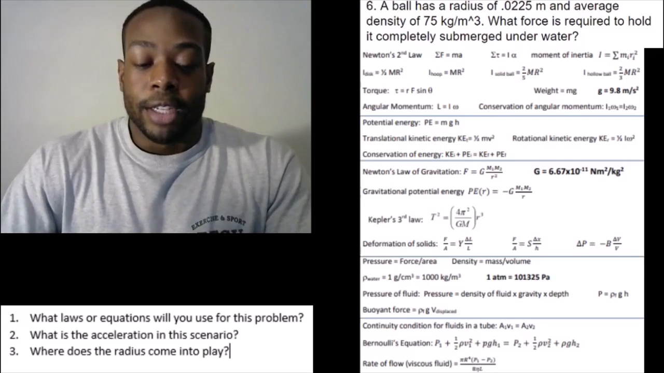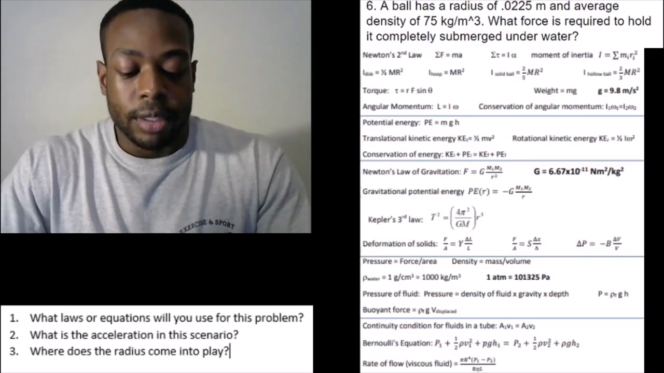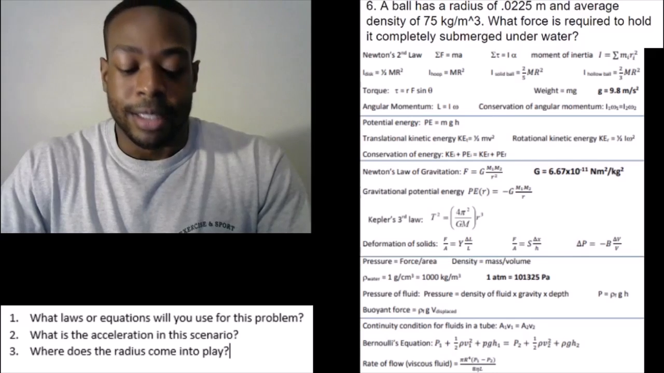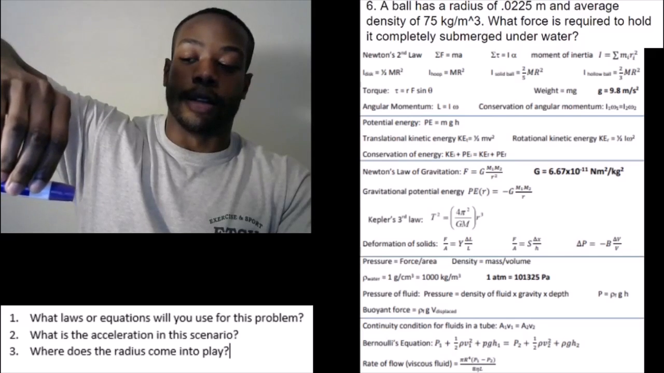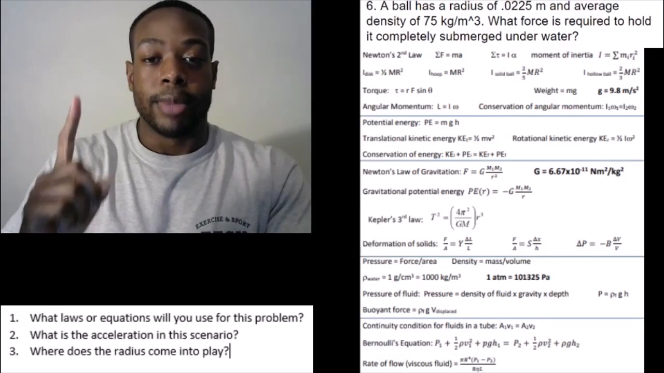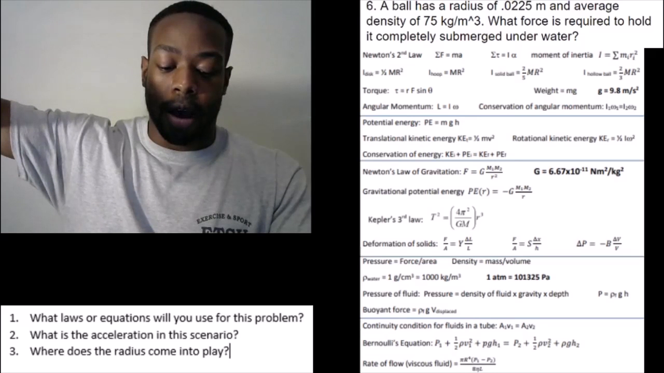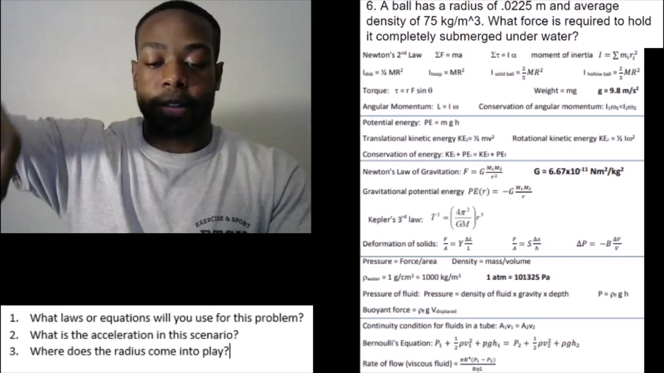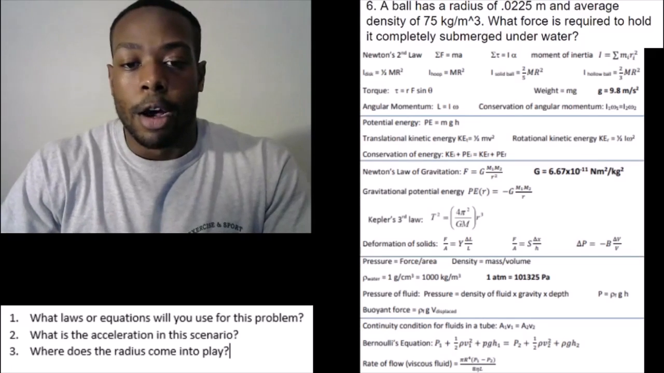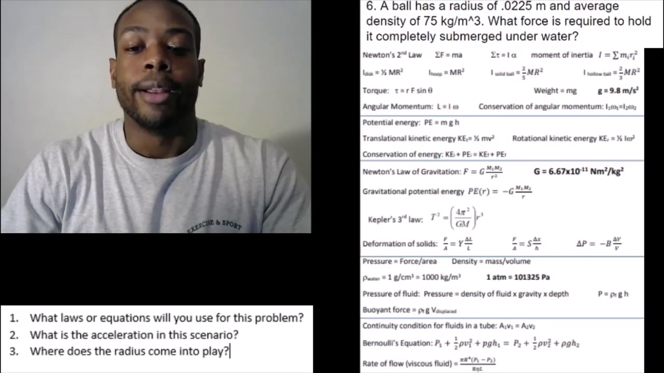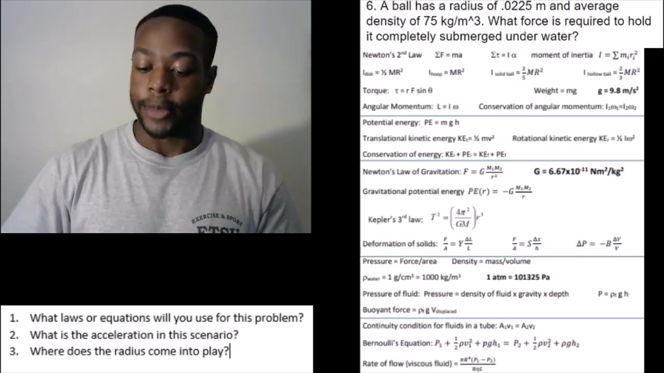What is the acceleration in this scenario? And I sort of gave it away actually. We're going to assume that the entire system is held in equilibrium. We've just got the object being held underwater. So the buoyant force is pushing back up, but the force and the weight of the object are counteracting it. So you're sitting down there in equilibrium underwater. Last question is going to be, where does the radius come into play? That's a really good question.